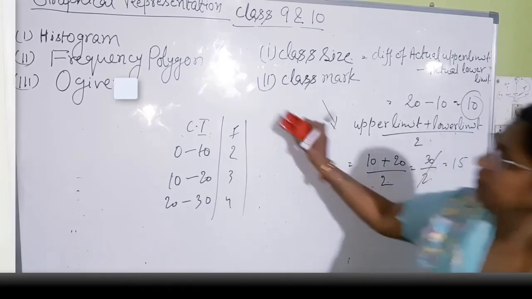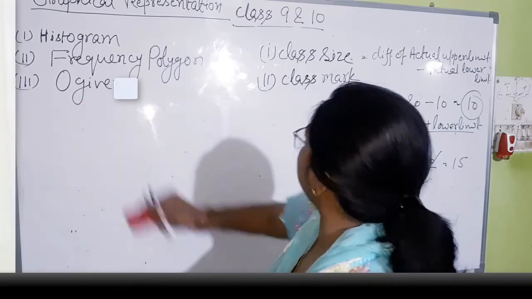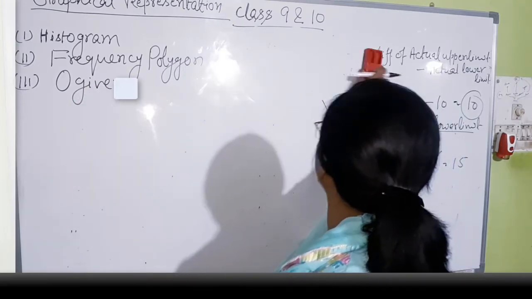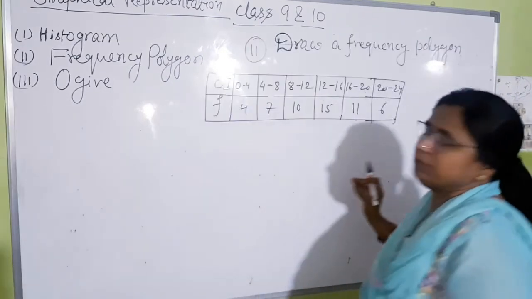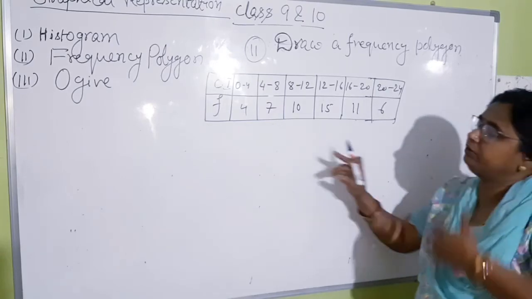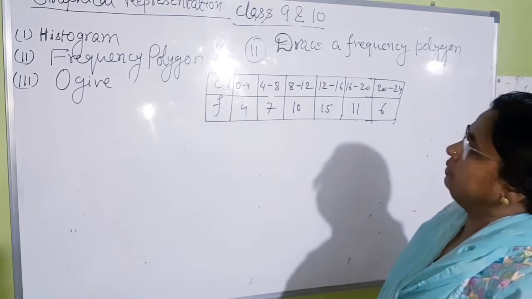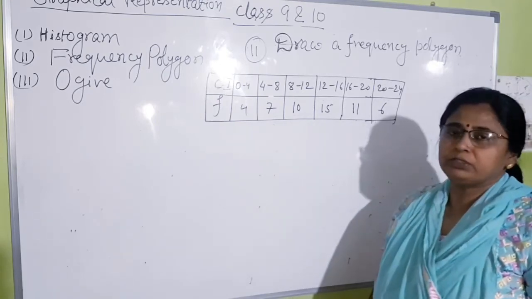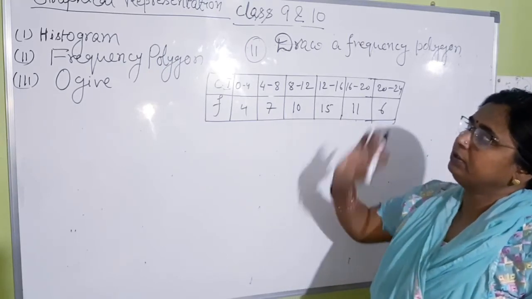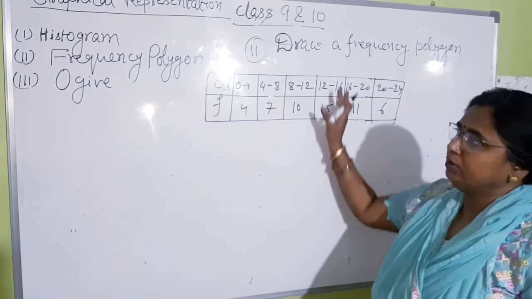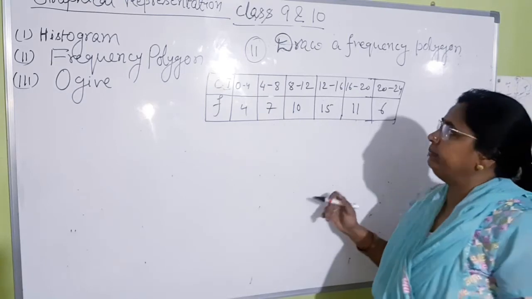Both terms are clear. Now I am going to explain frequency polygon. Your second term is a frequency polygon. All related terms I will also explain. I have taken one easy question to draw the frequency polygon. I have also given your project work, to draw some questions related to graphical representation. You can include questions related to histogram, frequency polygon and ogive.